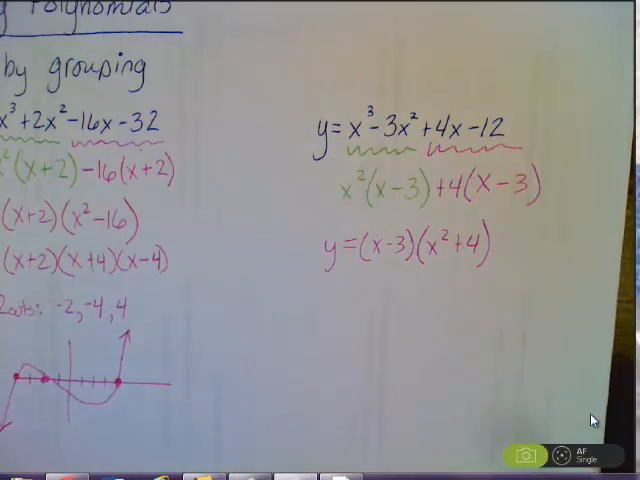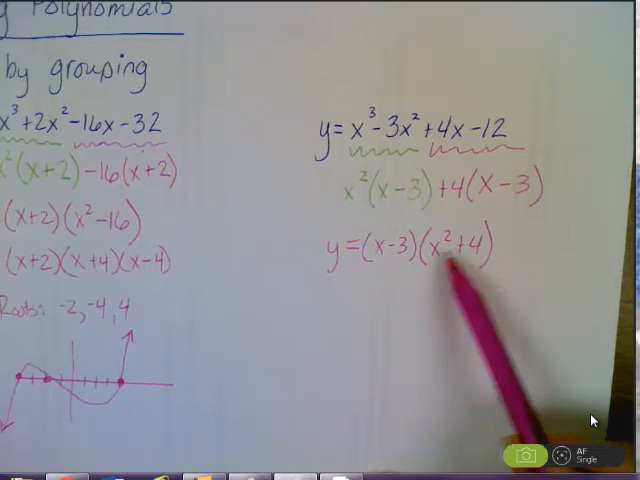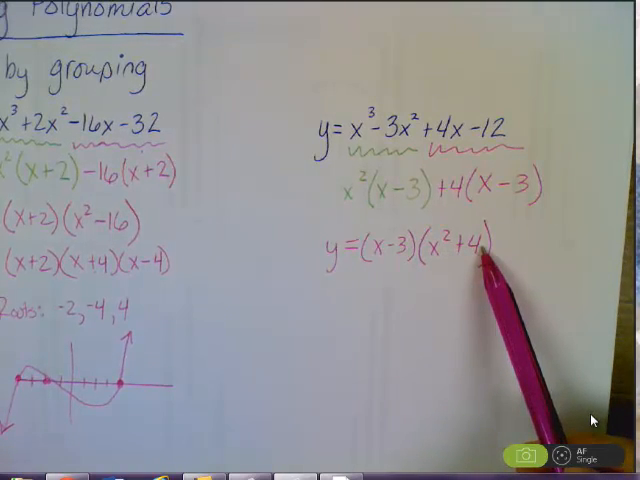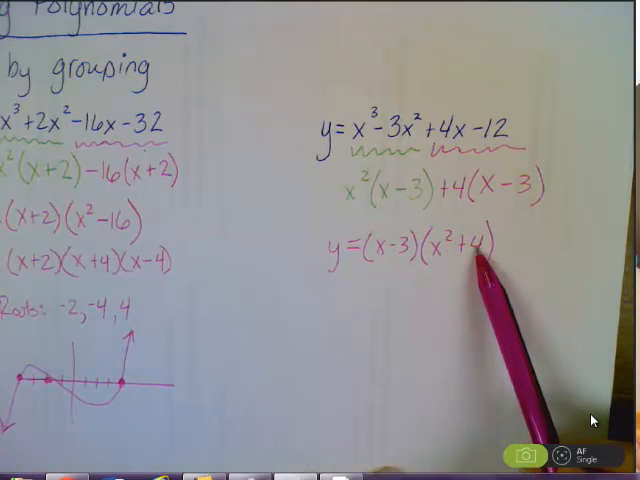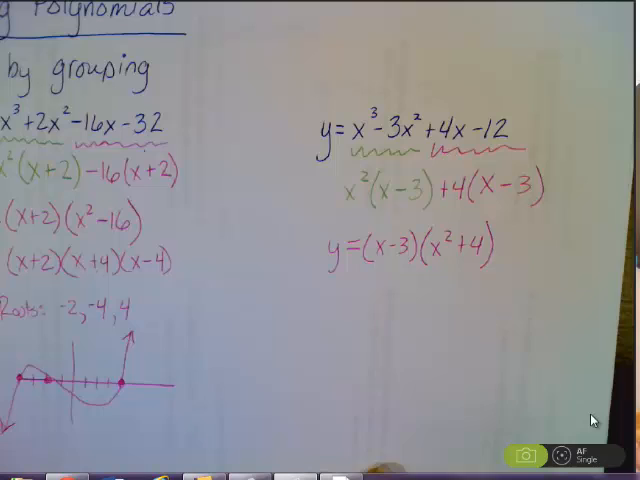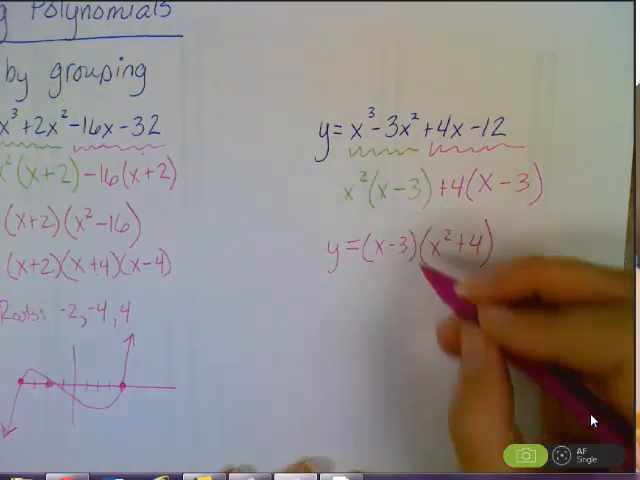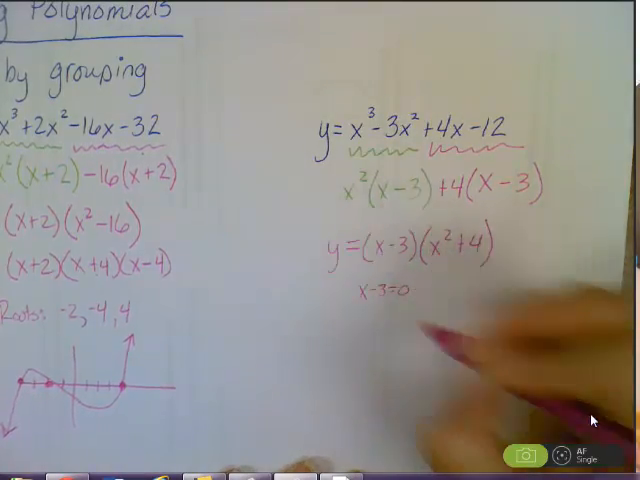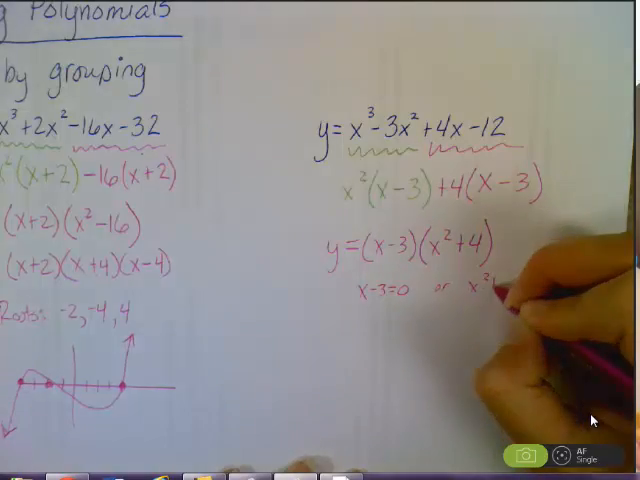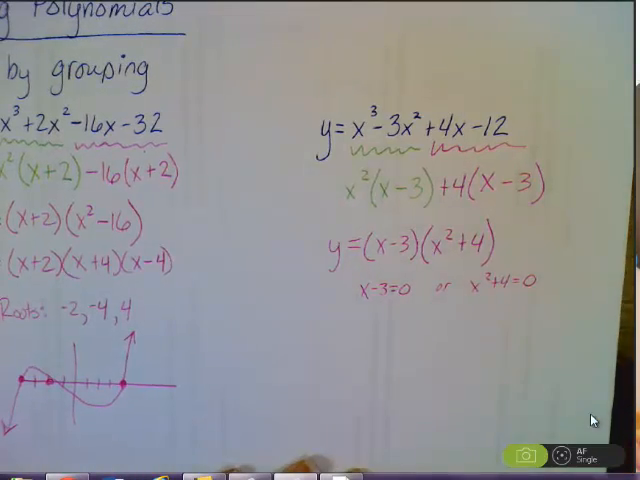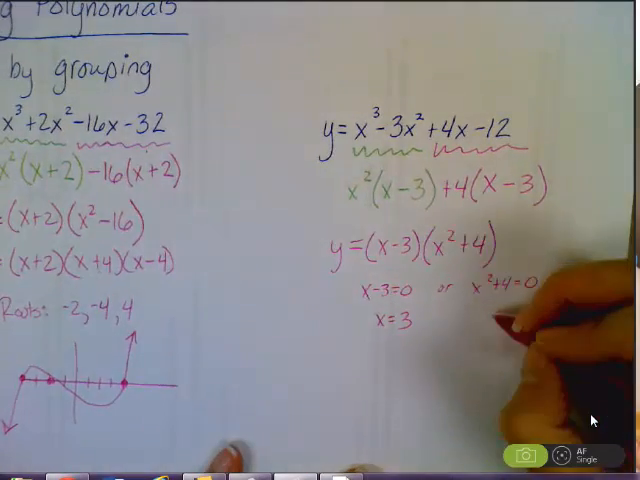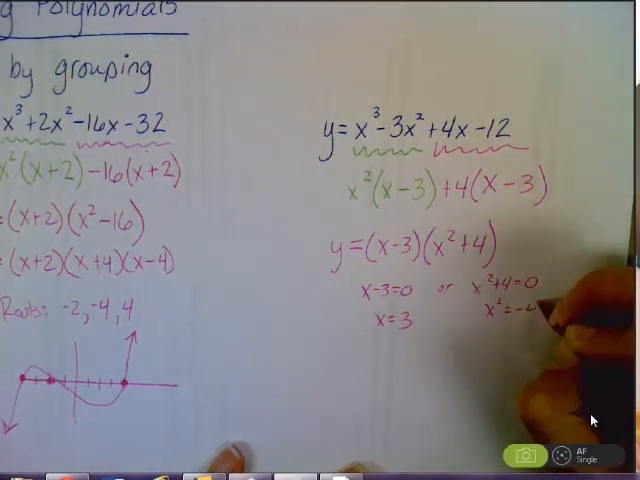This time, I have the sum of squares, which is not nearly as fun as the difference of squares. This is not going to factor any further. This is where I have to end my factoring. I can, however, still find the roots of this thing. My roots come when either x minus 3 equals 0 or x squared plus 4 equals 0. So I have one root at 3. Over here, x squared equals -4.